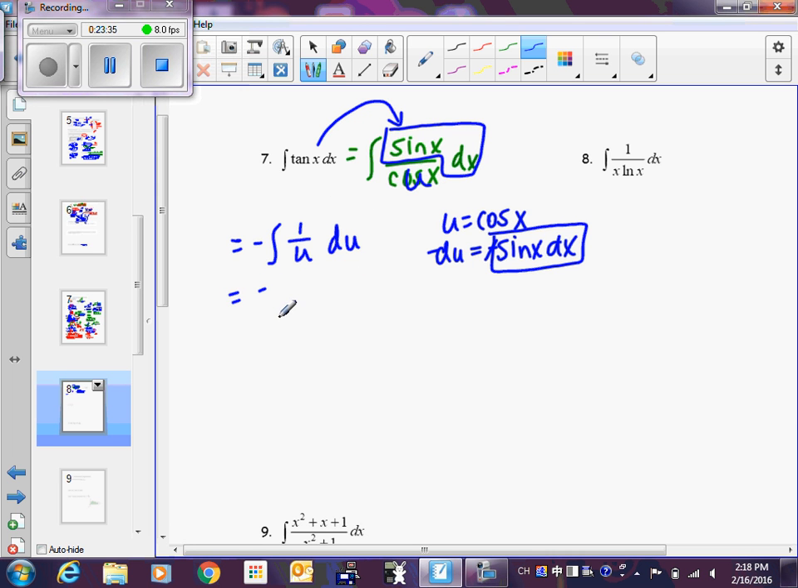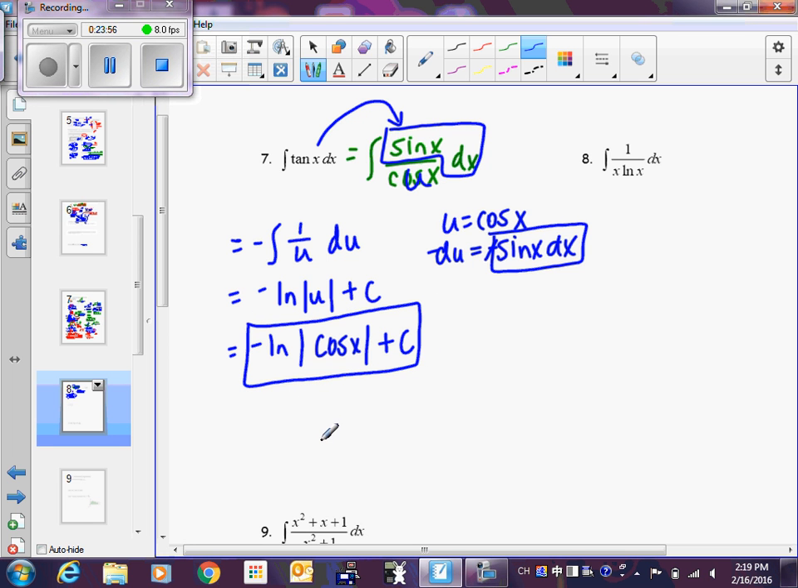Okay, so what would be my next step? Natural log of u, and again, there's no bounds or anything, so I need to go ahead and put plus c. And then my very last step is to replace u with what I said u was supposed to equal, which is cosine x. Right.